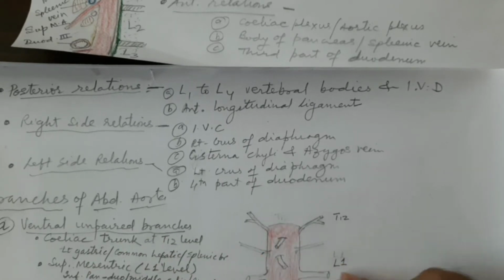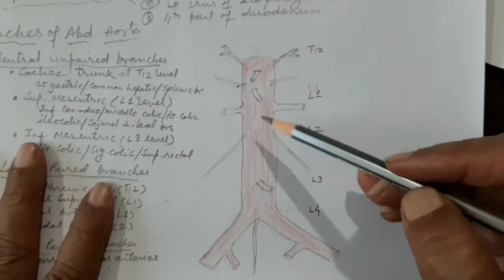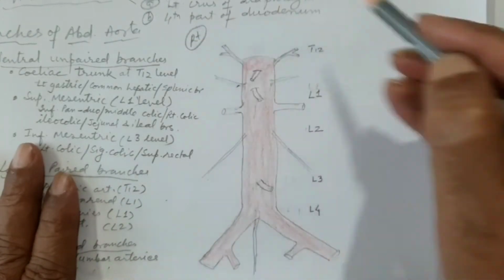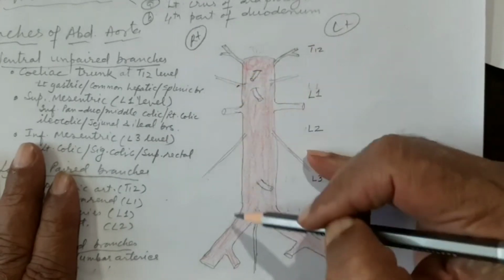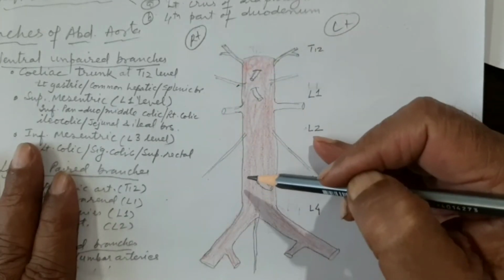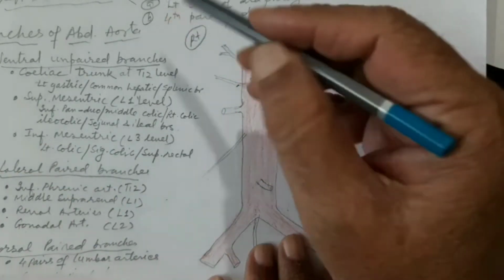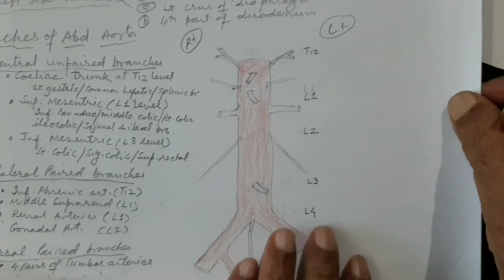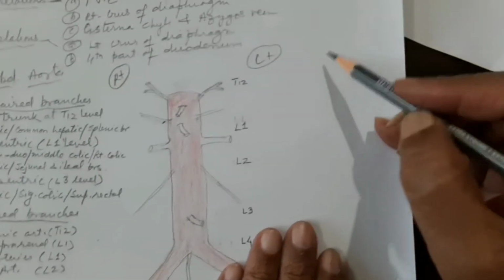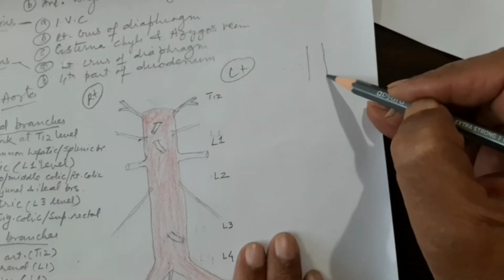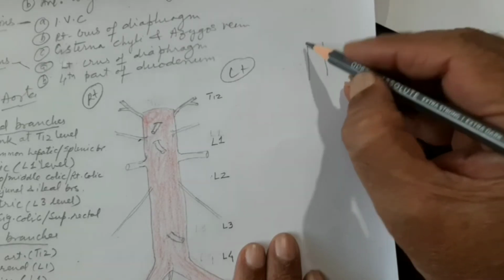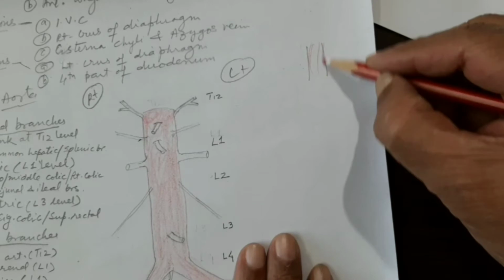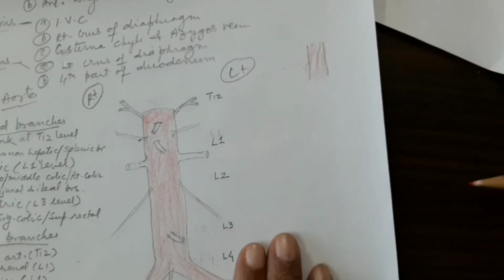See here, suppose this is the abdominal aorta, this is the right side and this is the left side. On the right side, running along with the abdominal aorta will be the inferior vena cava and the right crus of the diaphragm. Let me draw a small diagram. Say for example this is the abdominal aorta, then on the right side, this is the right crus of the diaphragm.